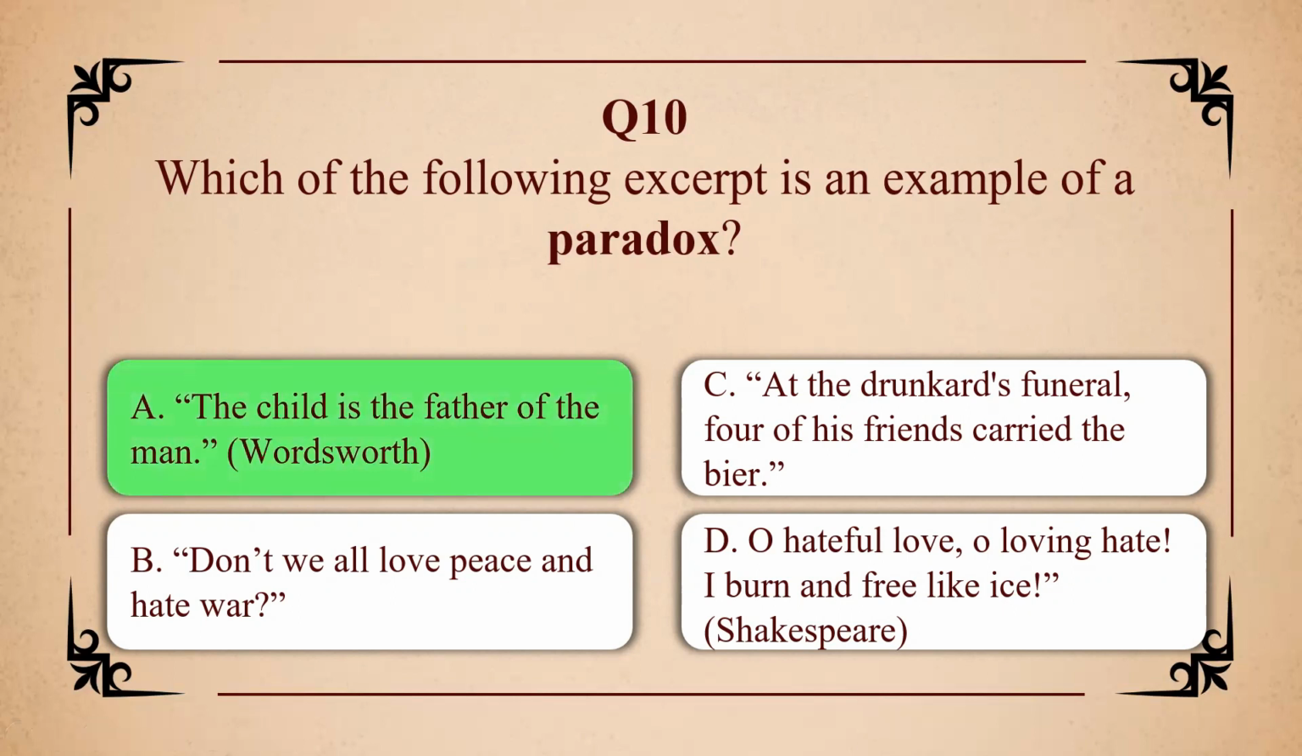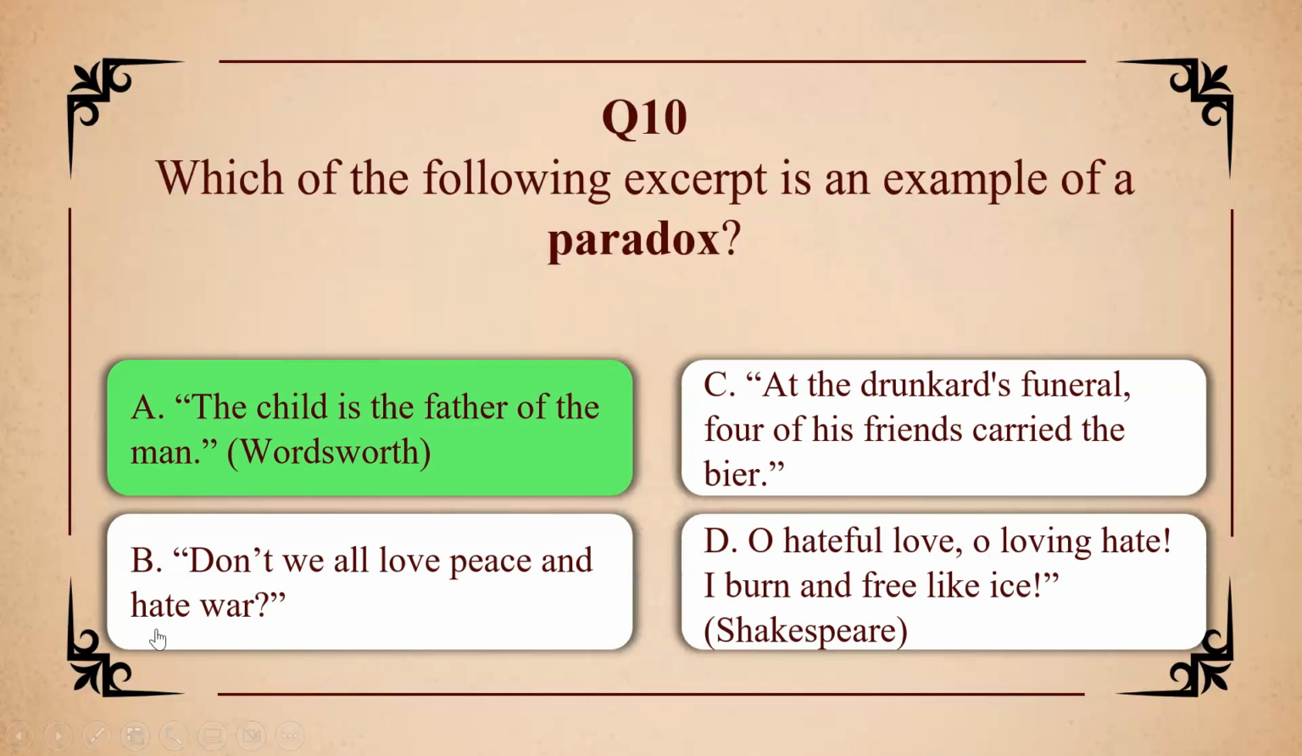Take note that a paradox is a statement that seems to be self-contradictory or opposed to common sense. Another example is Oscar Wilde's "It is awfully hard work doing nothing." Option B is a rhetorical question, a question to which the answer is obvious and therefore not expected. It's a kind of statement.